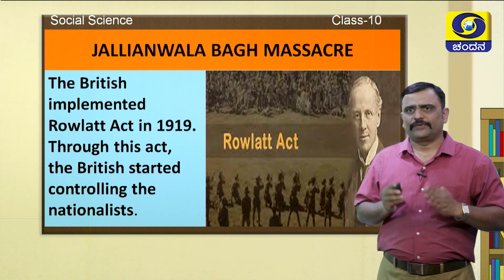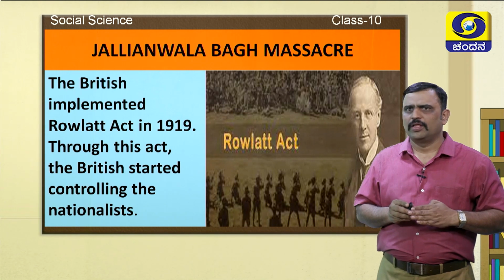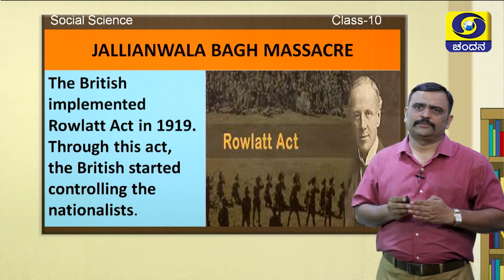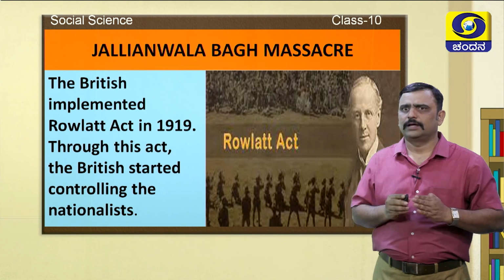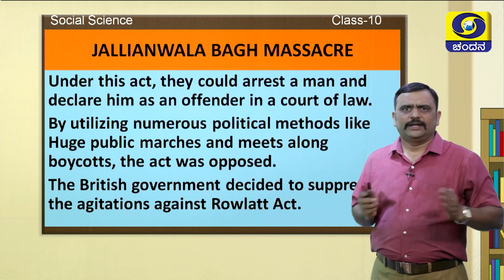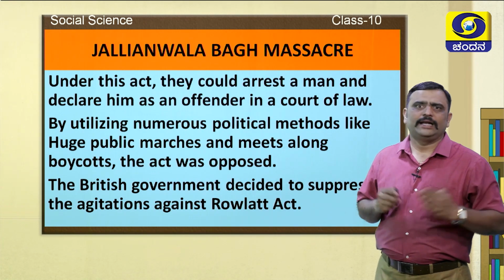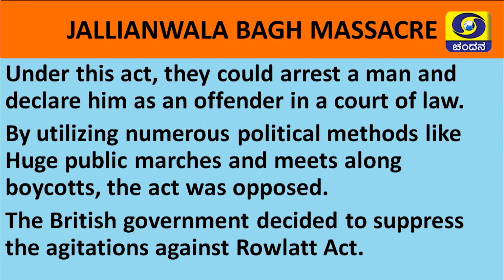Gandhiji and other freedom fighters planned a very large, mass scale protest against the Rowlatt Act. Under this act, they could arrest a man and declare him an offender in a court of law. They utilized numerous political methods like huge public marches and meets along with boycotts. The act was opposed. The British government decided to suppress the agitation against the Rowlatt Act.